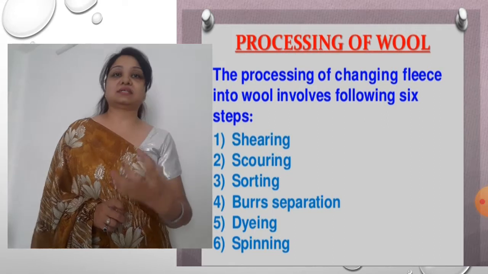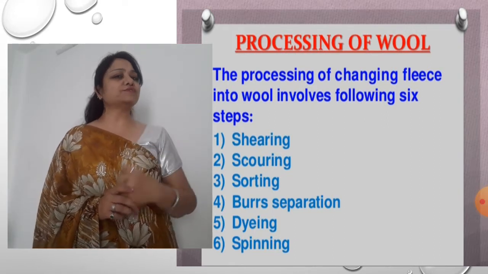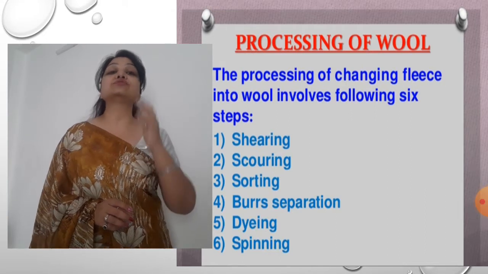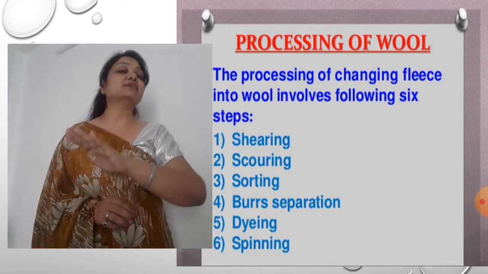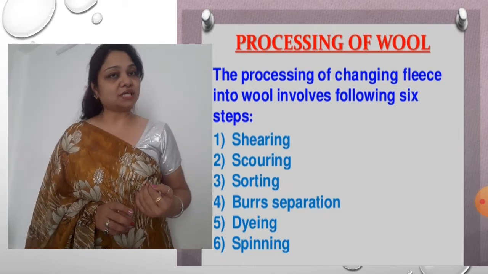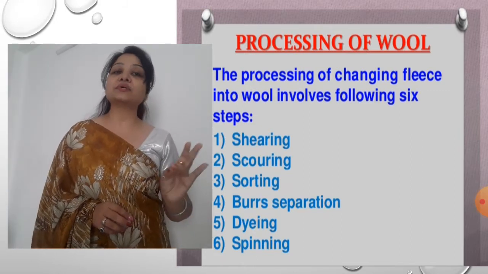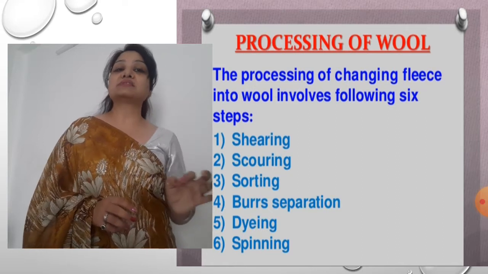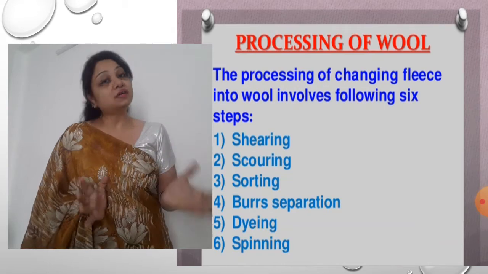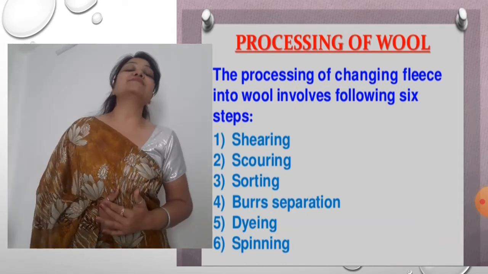Now the processing. How is the processing of wool done? The processing of changing fleece into wool. What is fleece? The hair on the body of the sheep, right? Now we have six steps in that: shearing, scouring, sorting, burr separation, dyeing and spinning. Ultimately we get the wool. So step by step we'll discuss all these.